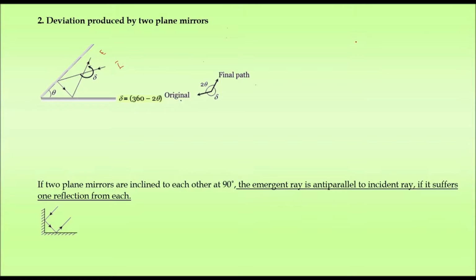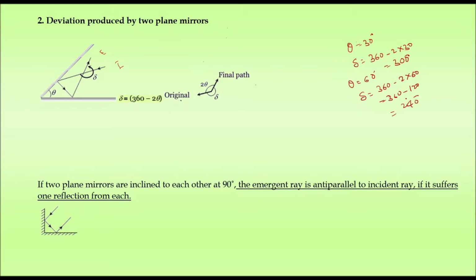So consider the case when theta is equal to 30 degrees. In this case the deviation produced by two plane mirrors will be equal to 360 minus 2 into 30, that is 300 degree. Similarly, if we consider theta equal to 60 degree, then deviation produced is equal to 360 minus 2 into 60, that is equal to 360 minus 120, and it is equal to 240 degree.